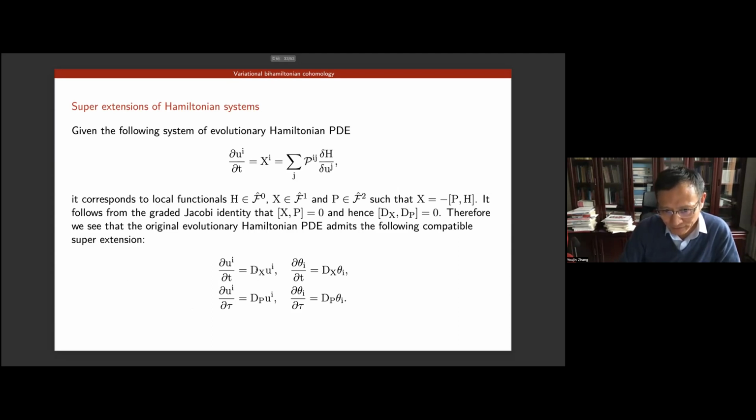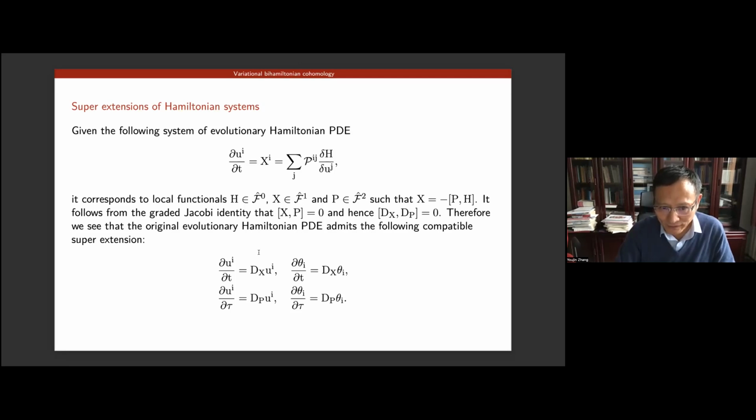Then we can define the original evolution flows as a derivation dX acting on u^i, and we can act this derivation on theta_i, the odd variables, and we obtain the flows of theta_i along the time variable t. And we also introduce, by using the derivation given by the Poisson bivector P, an evolutionary flow of the u^i along a new time variable, which we denote by tau. So this is a super time variable. And we obtain this evolutionary vector field, dP u^i and dP theta_i. So in this way, we obtain a so-called super extension.